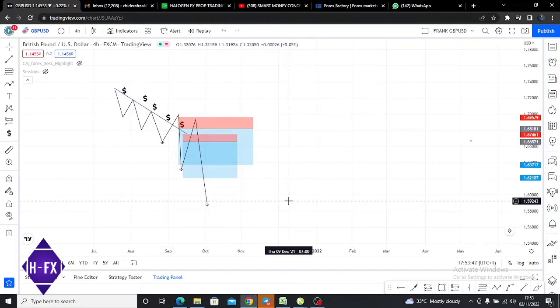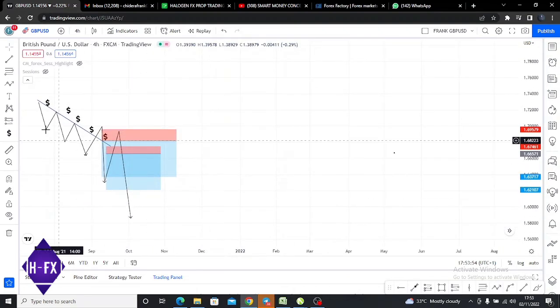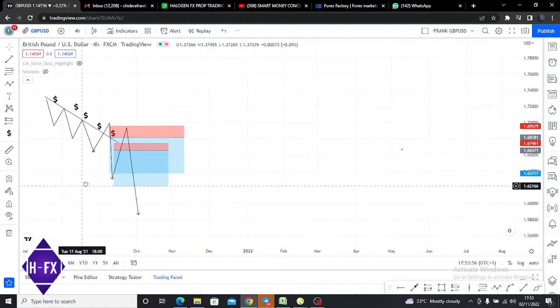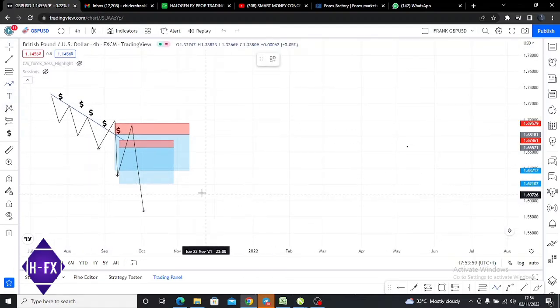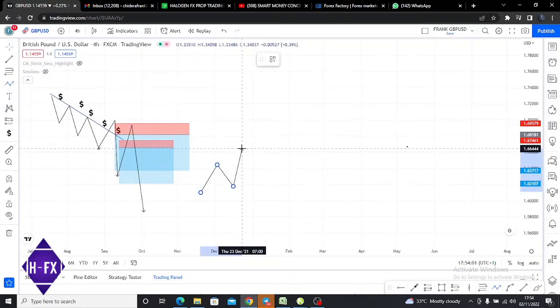If you're able to identify this as a smart money concept trader, you're going to have an edge in the financial market. The second scenario is that the same thing is applicable to the uptrend market, when the market is making higher highs and higher lows.